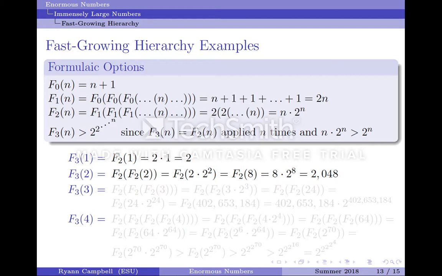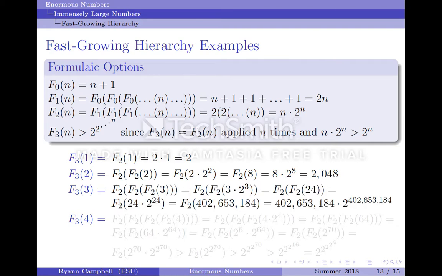Okay, f3 of 3, so we're increasing n to 3, means we're going to get 3 f2's, and of course the number 3 is going to be larger. So innermost f2 of 3 is going to be 3 times 2 to the 3rd, which ends up being 24. Okay, so next iteration, we've got 24 times 2 to the 24th, which is 402 million. A little bit larger. And then we apply the f2 function again, and we get 402 million times 2 to the 402 million power. So that increased pretty rapidly. Or it was a fast-growing example.